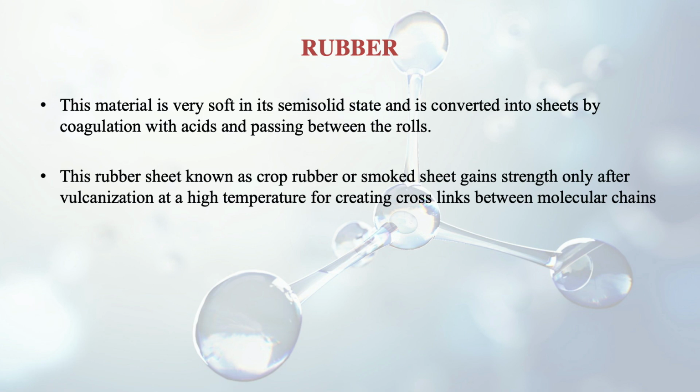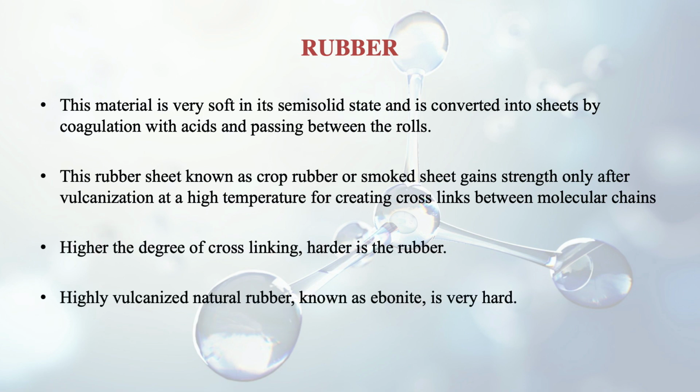Vulcanization is a process in which we introduce sulfur into the rubber, so it becomes hard and stronger. Nowadays other processes are also used, but the basic thing is that sulfur is introduced. And what happens due to this? Cross links are created between the molecular chains. The higher the degree of cross linking, the harder the rubber will be. So highly vulcanized natural rubber is very hard, and is known by the name ebonite.